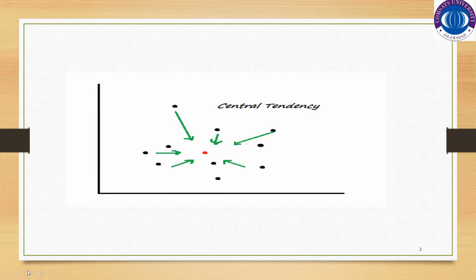Usually, this is our data set. These black dots represent the data points. Now, we have to represent our whole data with one single value. Now, this one single value which will be used to represent this complete data is the central value or central location.